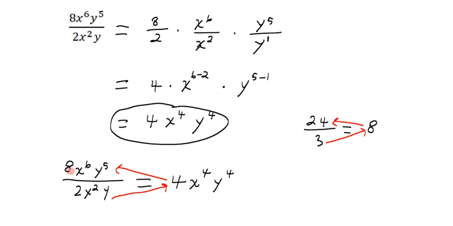2 times 4 would give us the 8. x squared times x to the 4th is x to the 6th. y times y to the 4th is y to the 5th. So it does check out, and we can be confident that that's our answer. That's the correct answer.